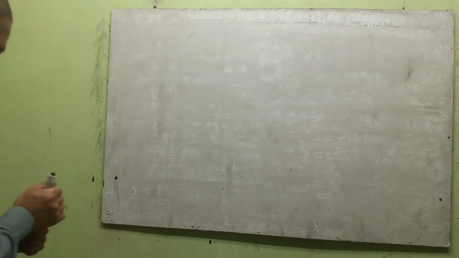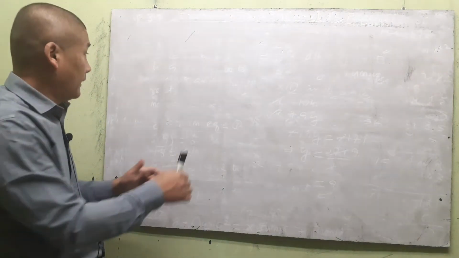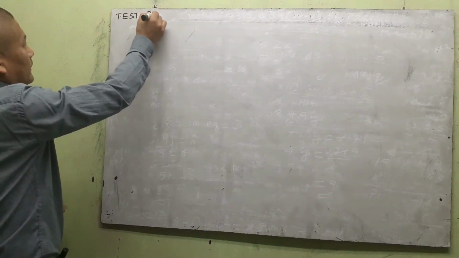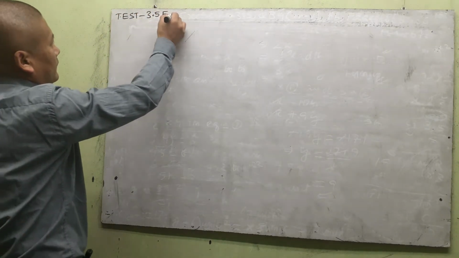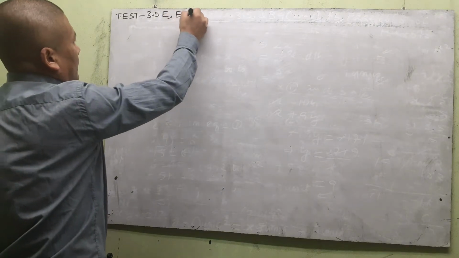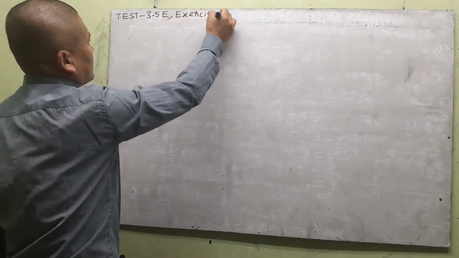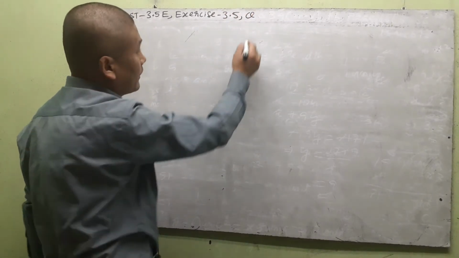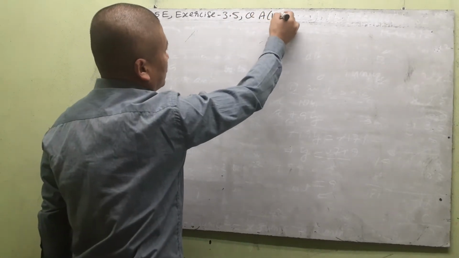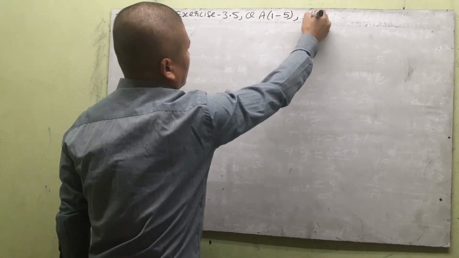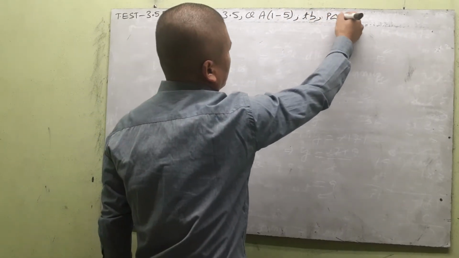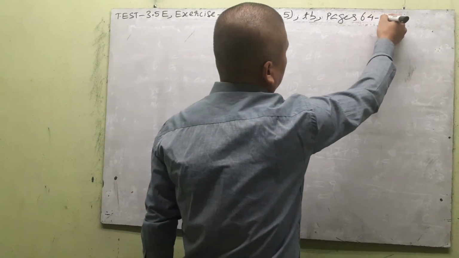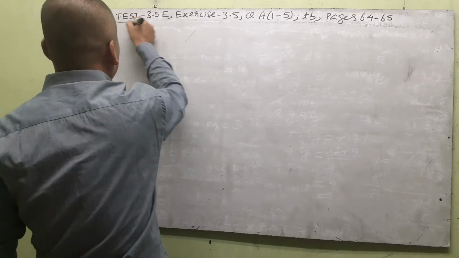Okay, so the next test under this exercise 3.5, the last test. So this test, write it down along with me. 3.5E, and this will cover exercise 3.5, questions A1 to 5. This you will find on textbook pages 64 to 65.